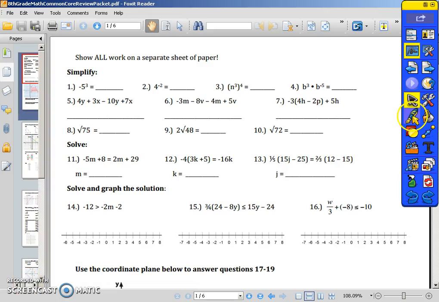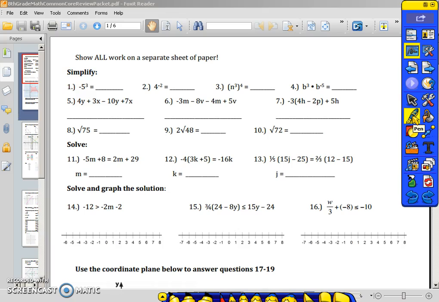Georgia Milestones Review Packet. Number 1, -5 raised to the third power. That's when it's not in parentheses. This is saying the opposite of 5 times 5 times 5. 5 to the third power is 125. The opposite of that is -125.